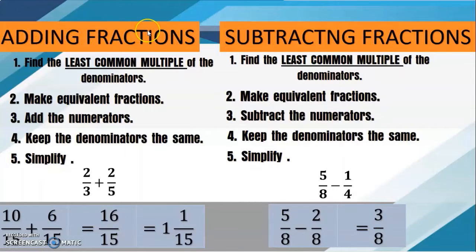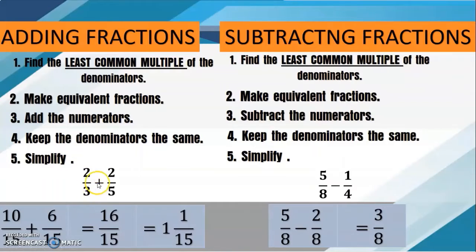In adding fractions, first, find the least common multiple of the denominators. Second, make equivalent fractions. Third, add the numerators. Fourth, keep the denominators the same, then simplify.